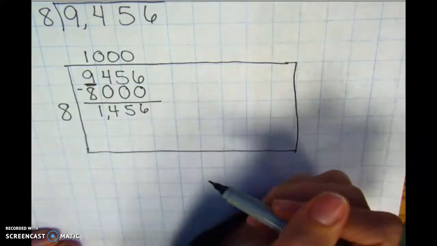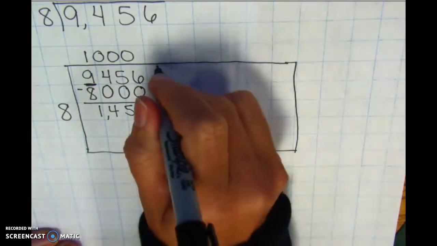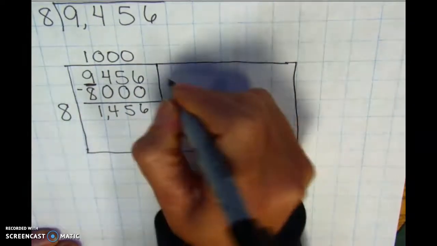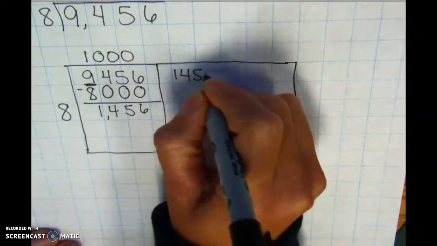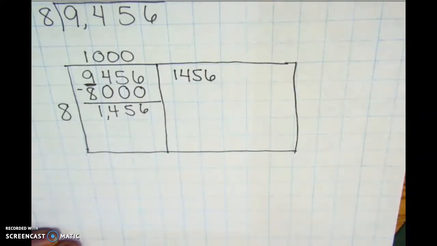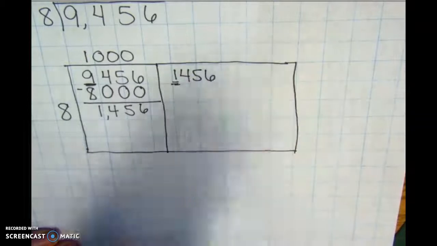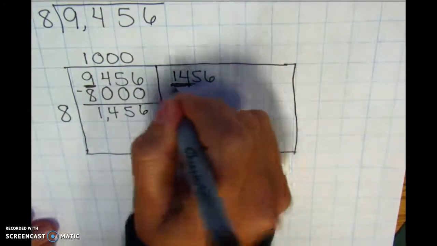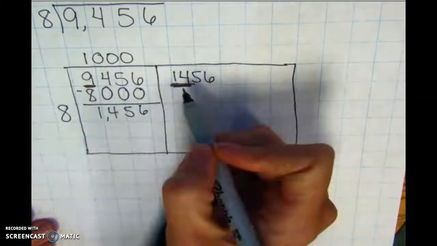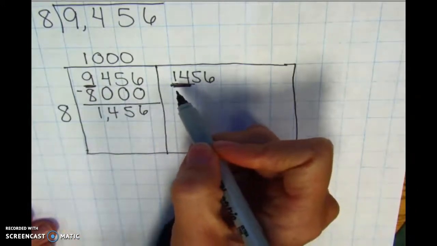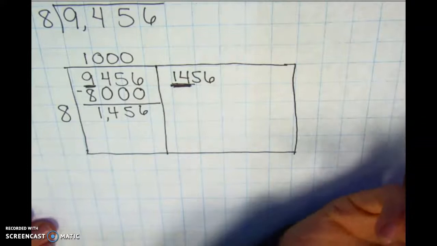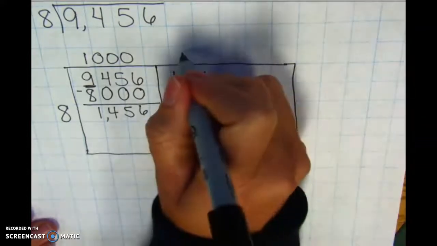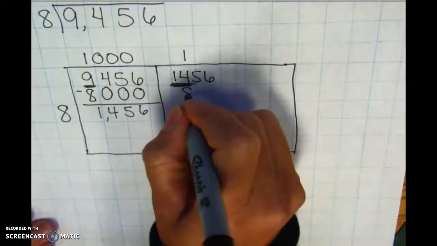Our difference is 1,456. So we're going to draw a nice little line here, and we're going to rewrite our difference along the top. Now, we can start by looking at the first number, and I would ask the students, can 8 go into 1? And the answer is no, not easily. So we're going to look at our first two digits. And I would say, how many times can 8 go into 14? Well, we know that 8 times 2 is 16, which is too high. So 8 times 1 would give us 8.